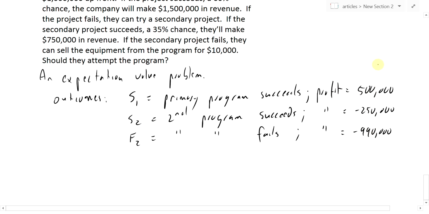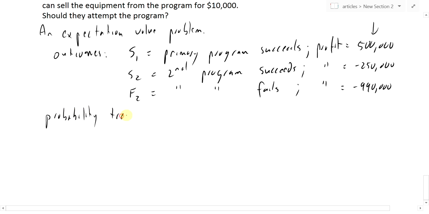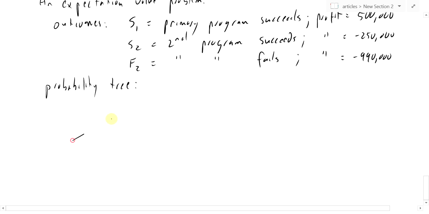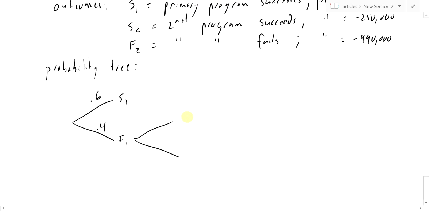Okay, so there's our outcomes. There's the numbers, which will be a random variable, for each outcome. And what we need is to know what the probabilities of these things happening are. So we need probabilities, and to do that, we will set up a probability tree. The first project can succeed, which it does 60% of the time, or it can fail, which it does 40% of the time.